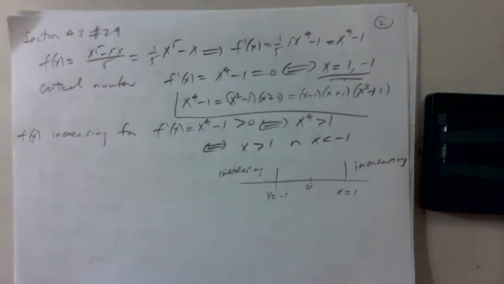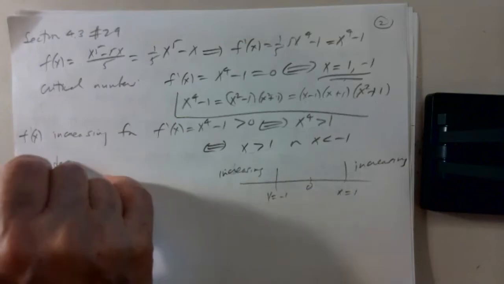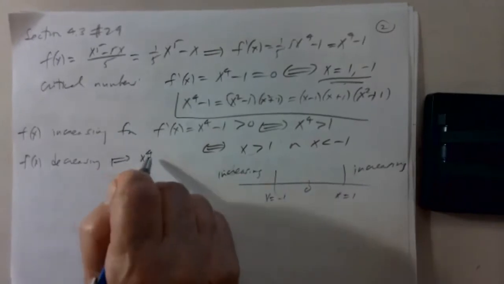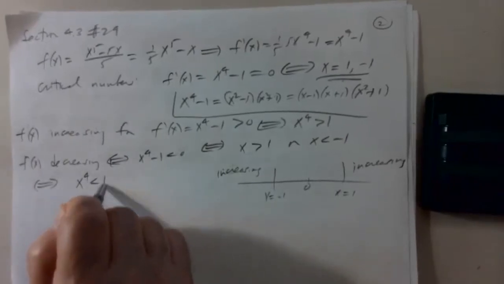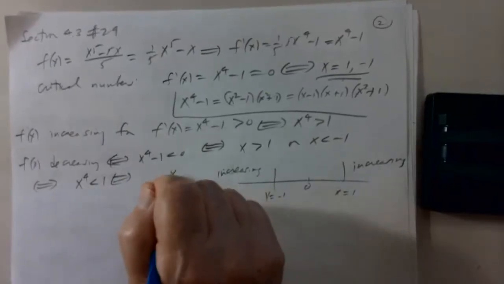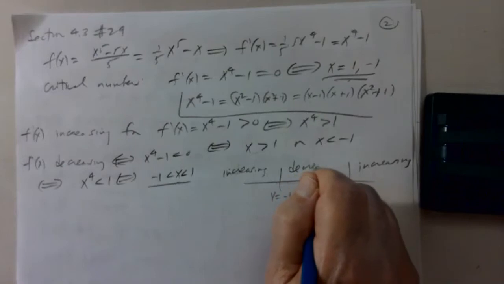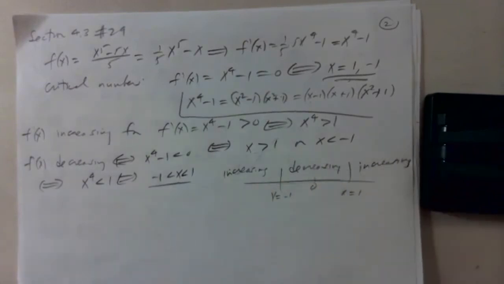Okay. Is there a question about this? Anything? And similarly, f of x is decreasing when the derivative is negative, if and only if x to the 4th is less than 1, which is the same as saying x is between -1 and +1. So in this interval, the function is decreasing. So we know this function is going up, going down, and going up.